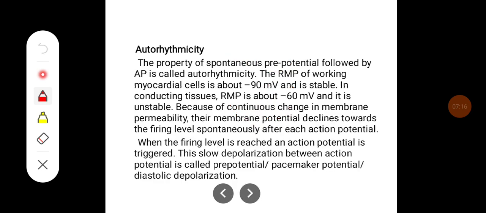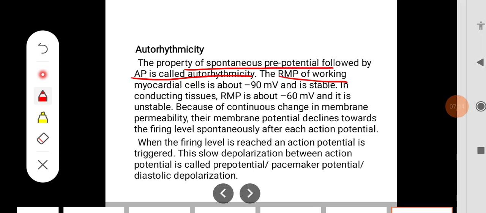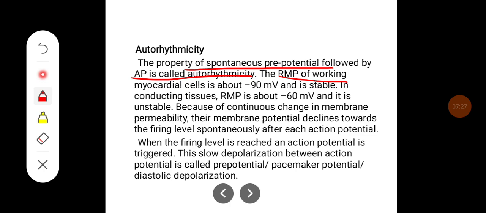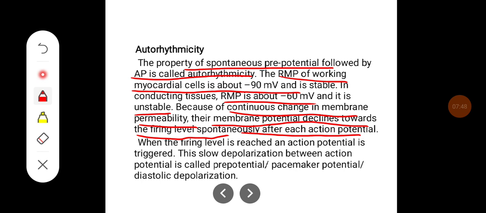Autorhythmicity, the property of spontaneous prepotential followed by action potential, is called autorhythmicity. The resting membrane potential of working myocardial cells is about minus 90 millivolts and is stable. In conducting tissue, resting membrane potential is about minus 60 millivolts and it is unstable. Because of continuous change in the membrane permeability, their membrane potential declines towards the firing level spontaneously after each action potential. When the firing level is reached, an action potential is triggered.